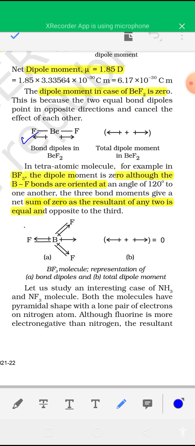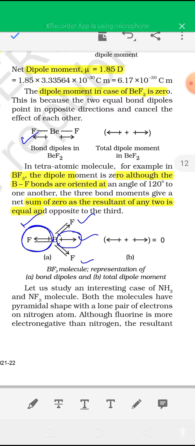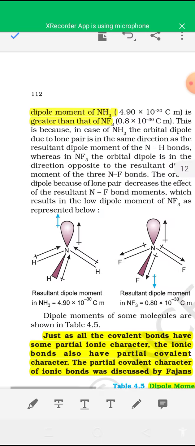Similarly, BF3 has zero dipole moment. In BF3, the resultant of two BF bonds is cancelled by the third bond moment of the third BF bond, which is in the opposite direction. Resultant of two BF bonds, or you can say the sum of bond moments of two BF bonds, is cancelled by the third BF bond. Okay, so the net resultant dipole moment of the BF3 molecule is 0. So BF3 is also a non-polar molecule.